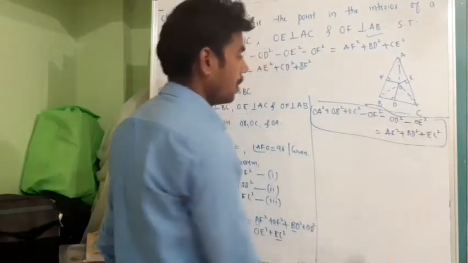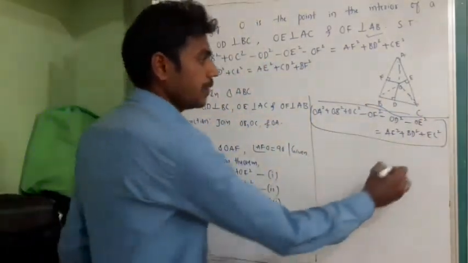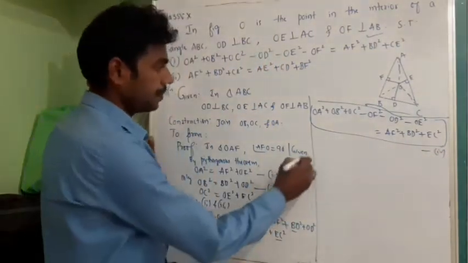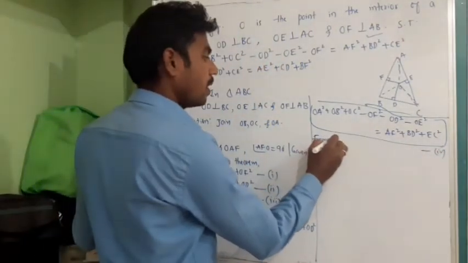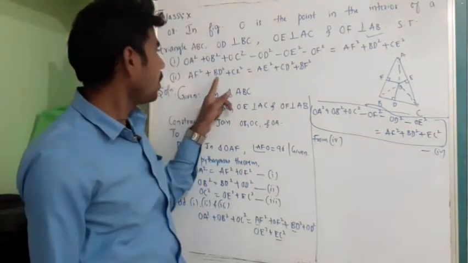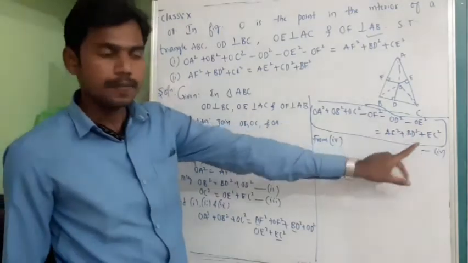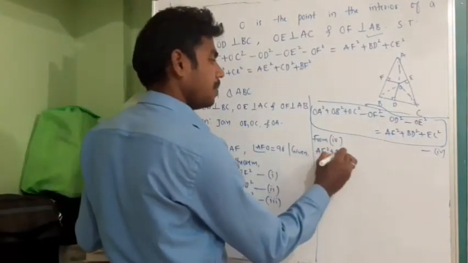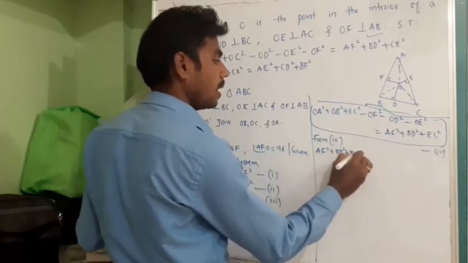First part we have proved. Next part to prove, we call it equation number 4. We proved that. So from 4, what we can write? In 4, what I need is AF square, BD square, CE square. Is it there? I'll keep it as it is: AF square plus BD square plus EC square.